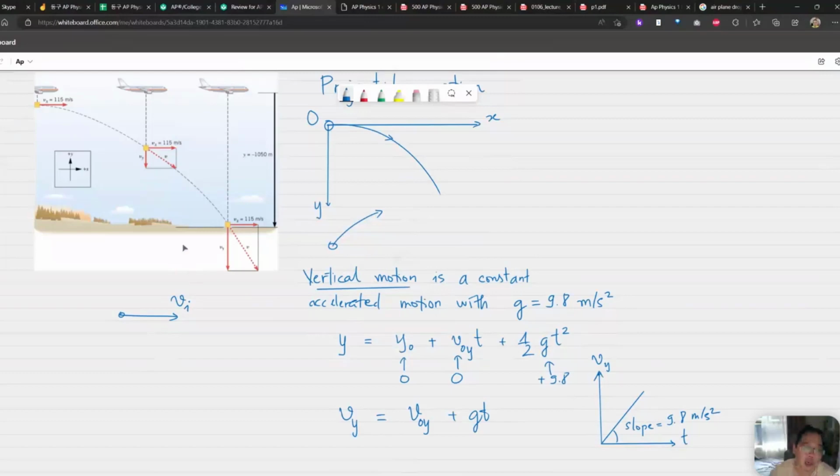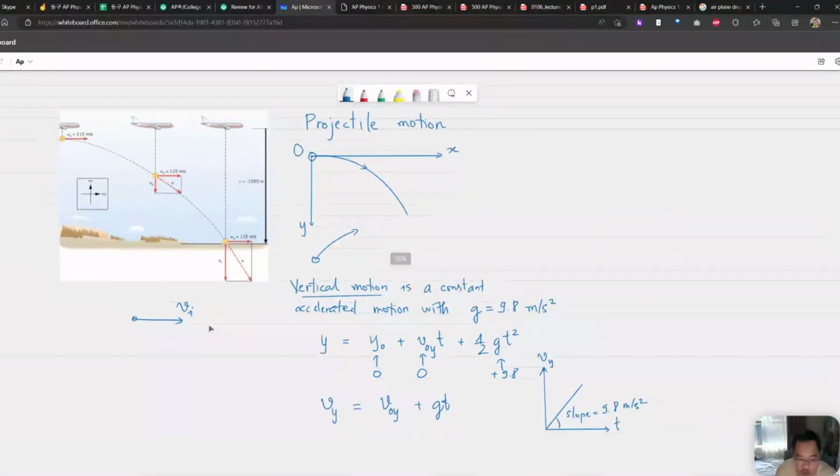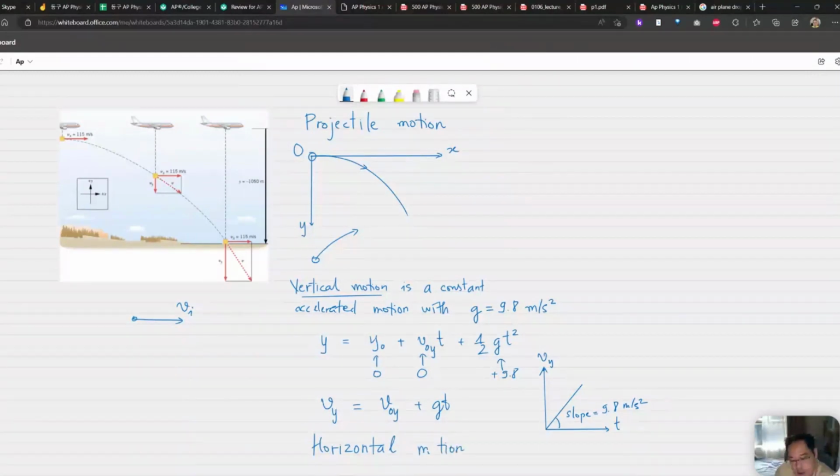We need two other equations for the horizontal motion. Horizontal motion. Please take note when I'm writing. Of course, I will send you the PDF file of this note later, but taking notes yourself is necessary.